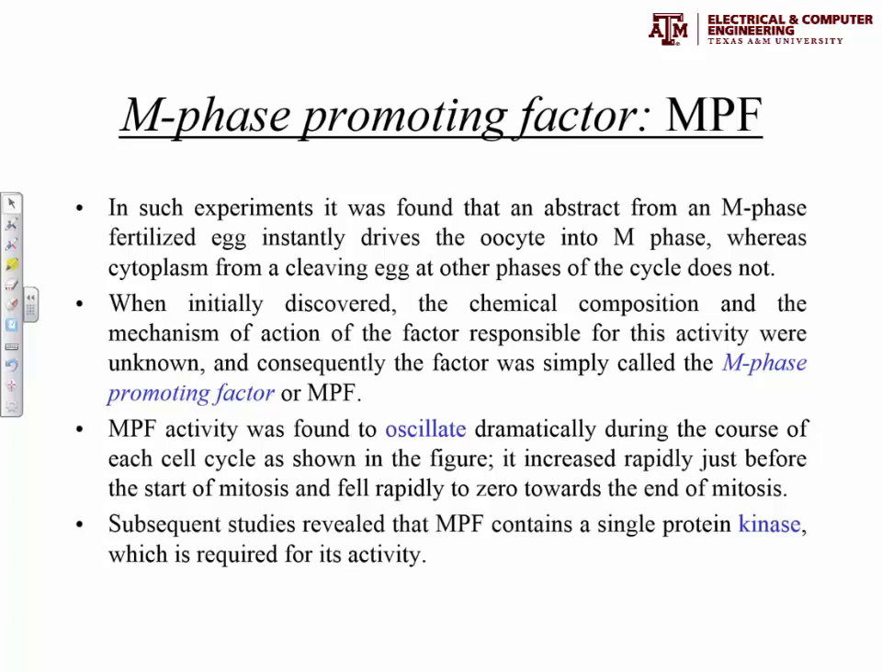When this was initially discovered, they didn't know the activity or the factor that was responsible, so they called it the M-phase promoting factor. But later on, they found out that it has a kinase, and it also needs another unit called cyclin. The kinase is the catalytic unit, and the cyclin is the regulatory unit. The cyclin has to bind the cyclin-dependent kinase in order for it to become active.